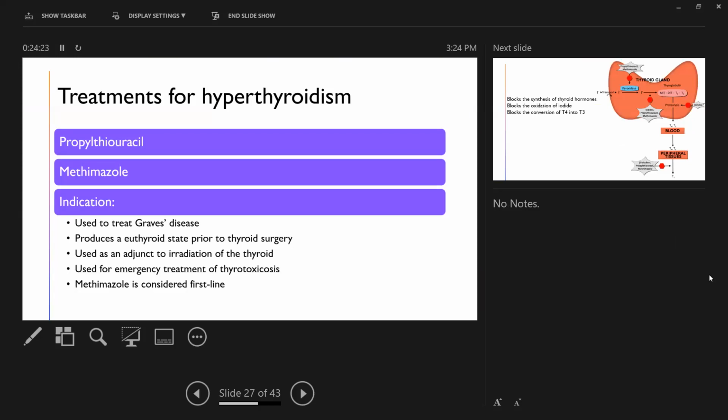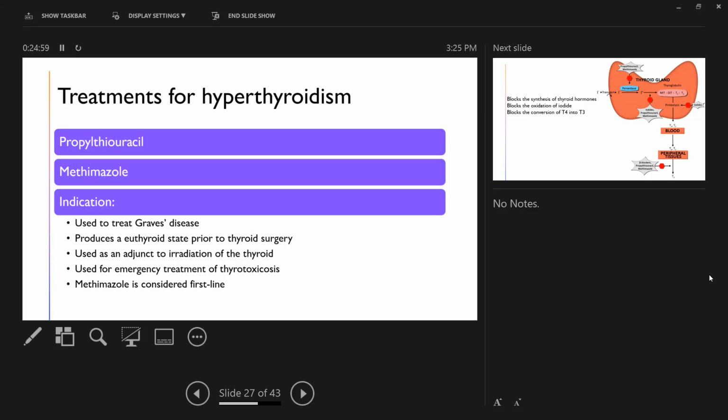Drugs for hyperthyroidism include propylthiouracil and methimazole. These are used to treat Graves' disease or thyroid cancers that may cause hyperthyroidism. So they produce a euthyroid state prior to thyroid surgery. They're used as an adjunct treatment to thyroid irradiation. They're used for emergency treatment of thyrotoxicosis.